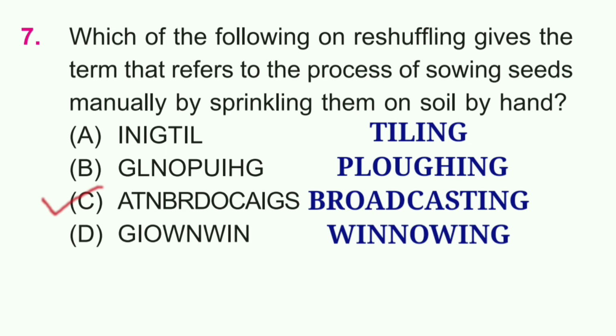This is broadcasting. Tilling is the process of loosening the soil. Plowing is also the same, loosening the soil. Winnowing is a separation method in agriculture to separate husk from the grain. But broadcasting is sowing seeds manually by sprinkling.